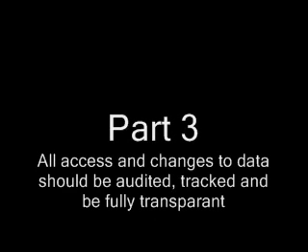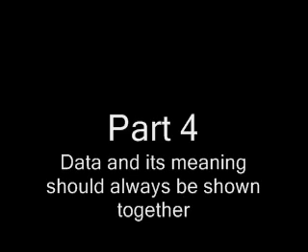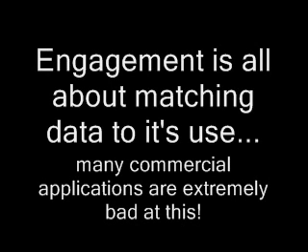Part 1. Data should support the task in hand. Processes and data should be aligned. Part 2. Data should only be accessed and changed by the people entitled to do so, and for a known and valid purpose. Part 3. All accesses and changes to data should be audited, tracked and be fully transparent. Part 4. Data and its meaning should always be shown together. Engagement is all about matching data to its use, and many commercial applications are extremely bad at this. So this is a principle that needs to be fought for and will quite often be a battle.